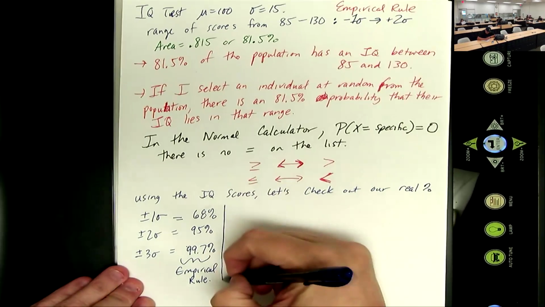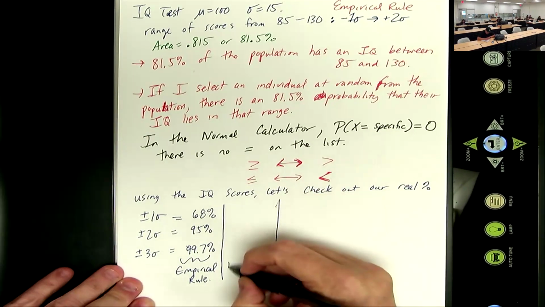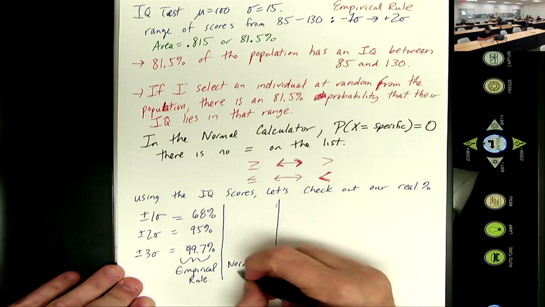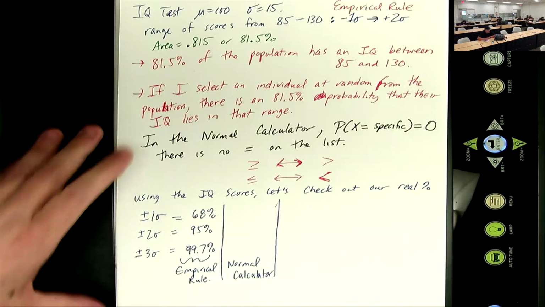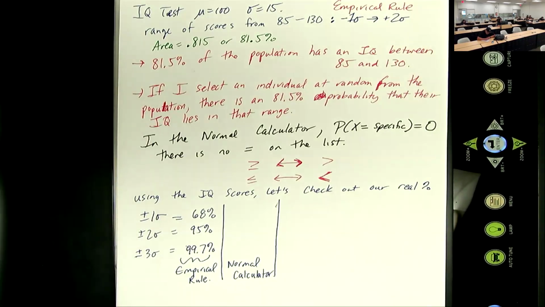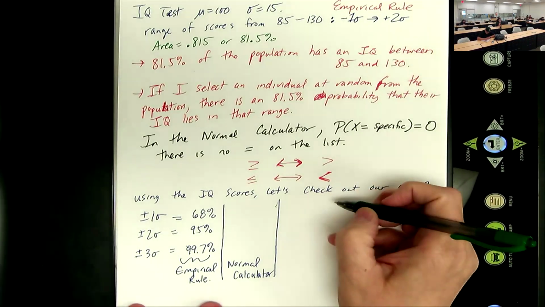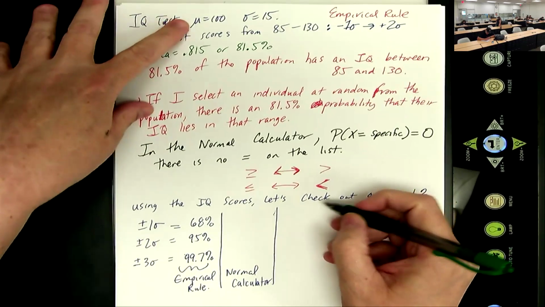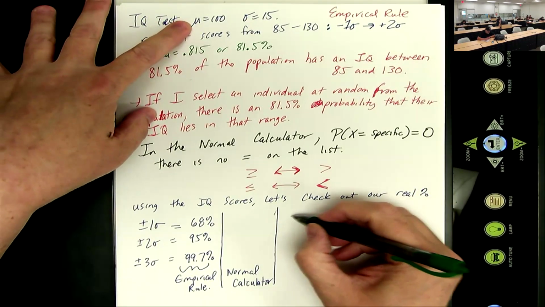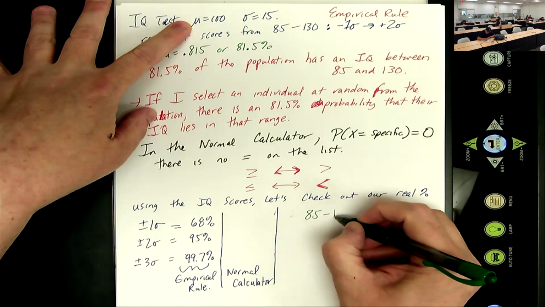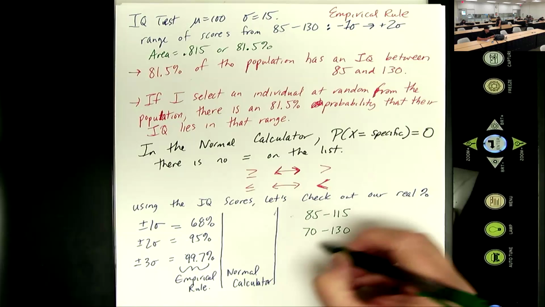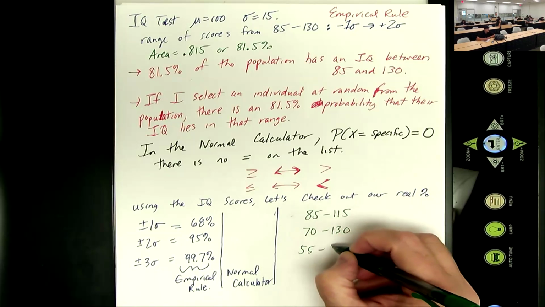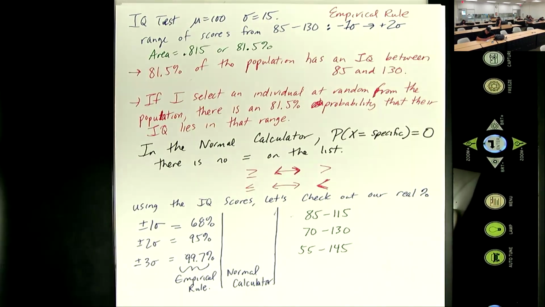Find out what they are in the normal calculator. And with those values, remember we're doing 115, so this will be a range of 85 to 115. This will be a range of 70 to 130. And this will be a range of 55 to 145. Those are the numbers we're gonna have to use when we're looking.